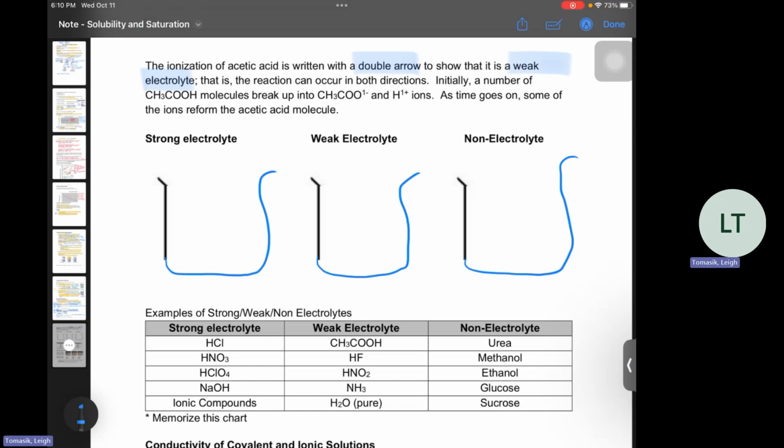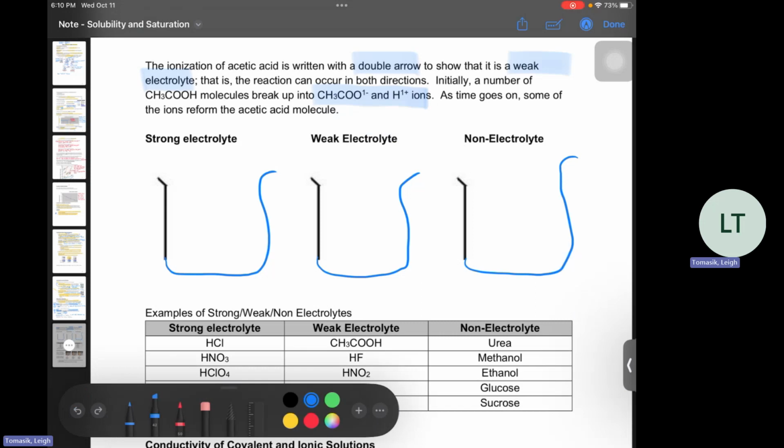That is, the reaction can occur in both directions. Initially, the number of CH3COOH molecules break up into those ions, that would be the acetate ion and the hydrogen ion. And as time goes by, some of the ions reform into an acetic acid molecule. So let's show you what that looks like.